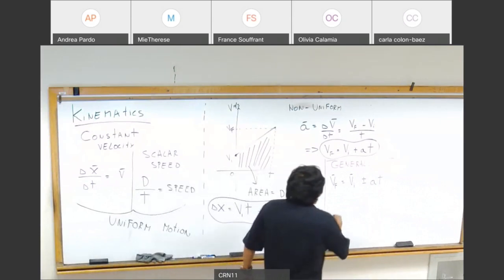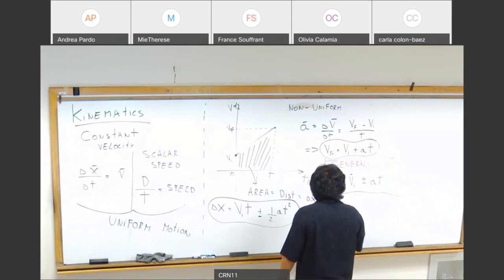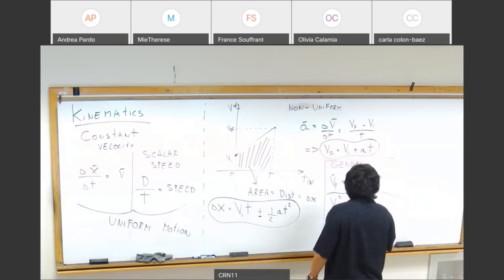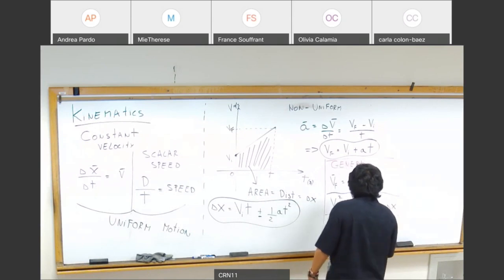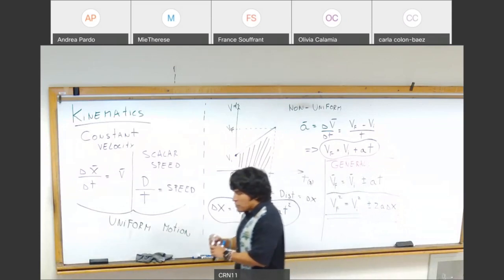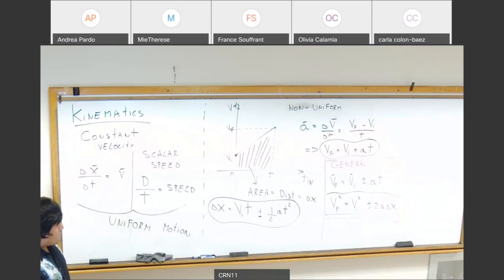And the final equation, when you combine these two, is that the final velocity squared is equal to the initial velocity squared plus or minus 2a delta x. That's another equation that we get. Those three equations are your equations of motion. And that's what you need for that extra credit for this week, because it's all about problems on kinematics. All right, they are in Canvas already.